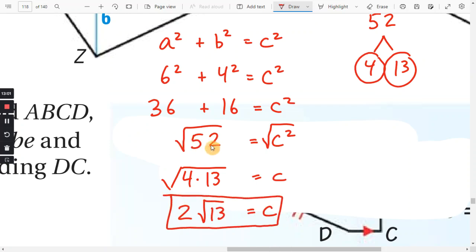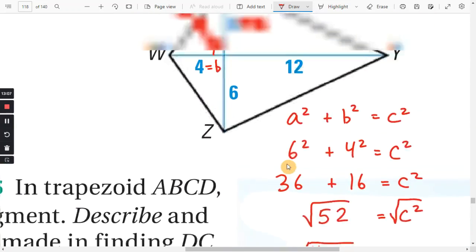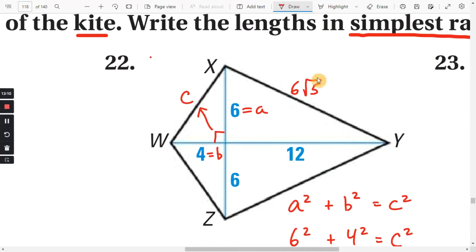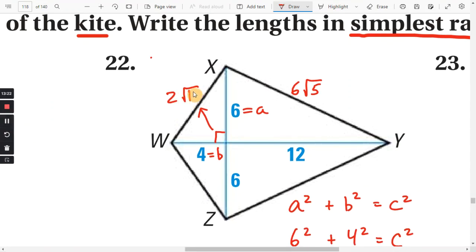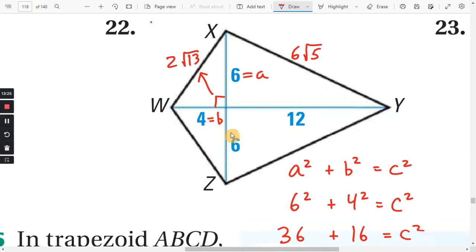Once again, college prep, just do radical 52 if you don't want to do these steps and round to 1 decimal. Okay, 2 radical 13 in place of C. This is just going to be 2 radical 13. And again, since the other pieces of the diagonal are 6 and 4, that's also 2 radical 13. All right, so you need to do the Pythagorean theorem twice to find the side lengths of the kite if you're given the diagonals.